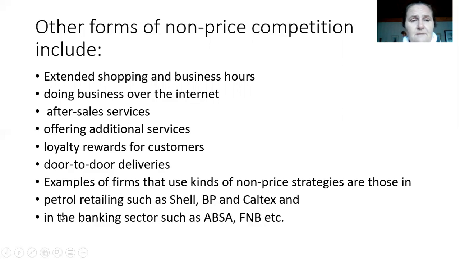So as I said, in the petrol industry, we've got Shell, BP, Caltex. Then there's a number of smaller ones, and then in the banking industry, we've got FNB, ABSA, Nedbank, Standard Bank. Those are the big ones. Capitec. Right. The more competition there is in a market, obviously, the better the price is going to be.